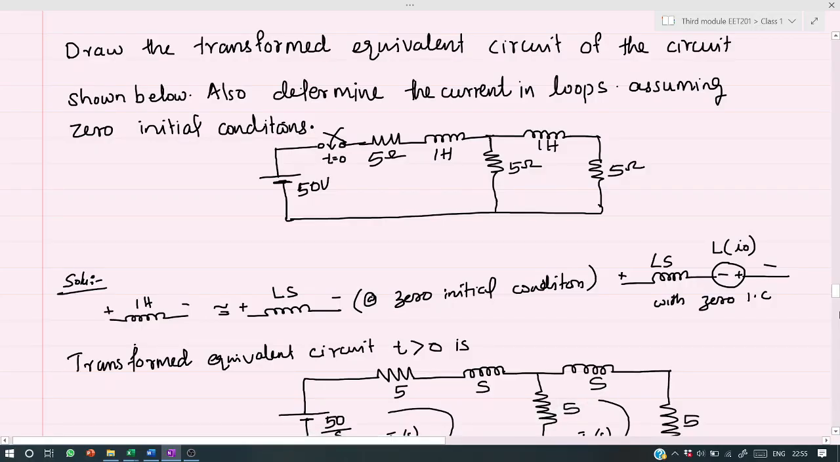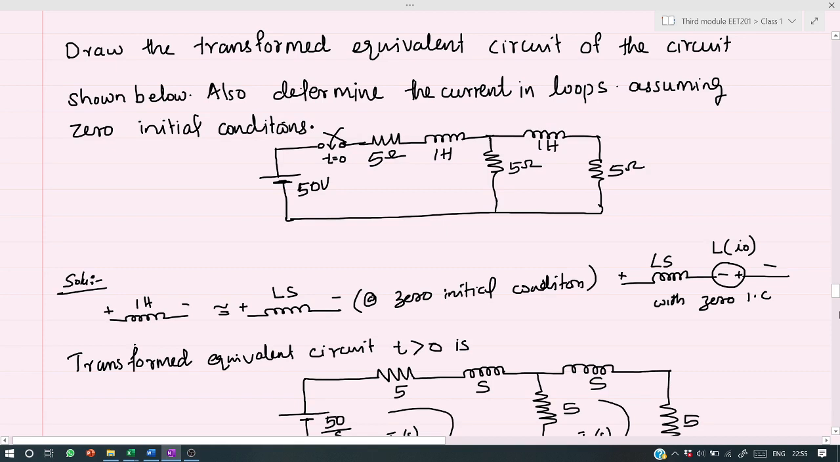In this video, we are going to discuss another problem in transformed network using mesh analysis. Here, the problem is to draw the transformed equivalent circuit of the circuit shown below. Also, determine the current in each loop assuming zero initial conditions. In this problem, initially the switch was in open condition, so let's take zero initial conditions.